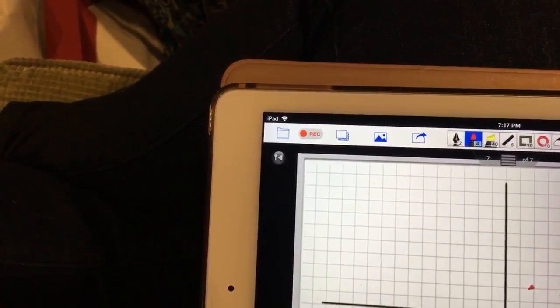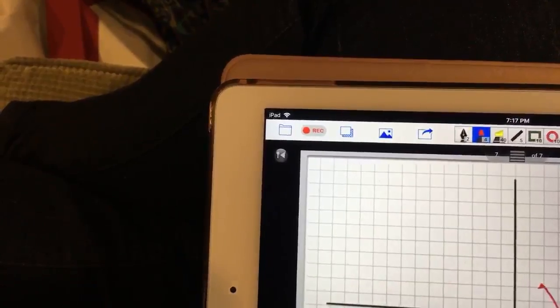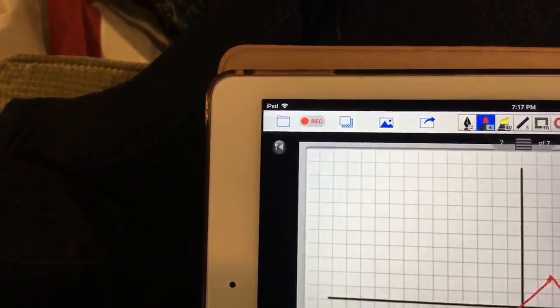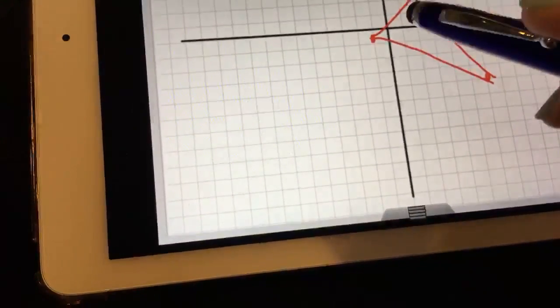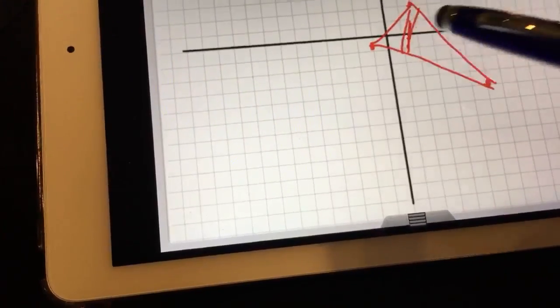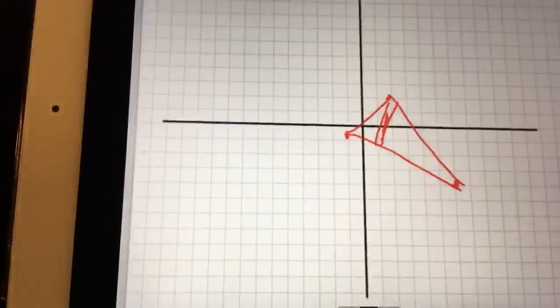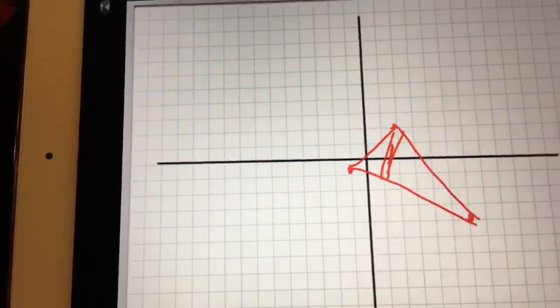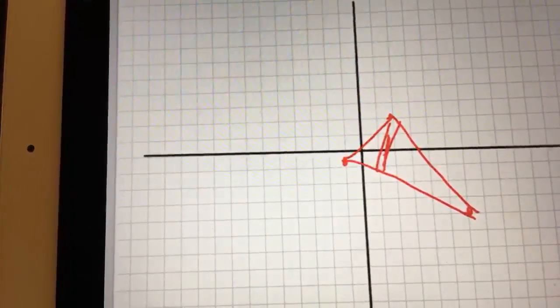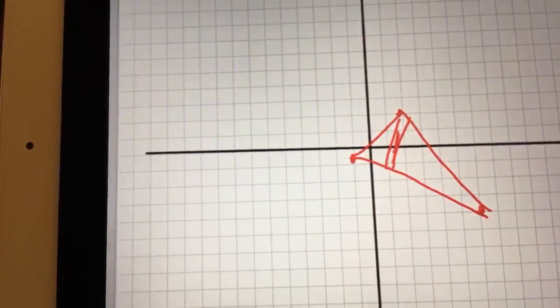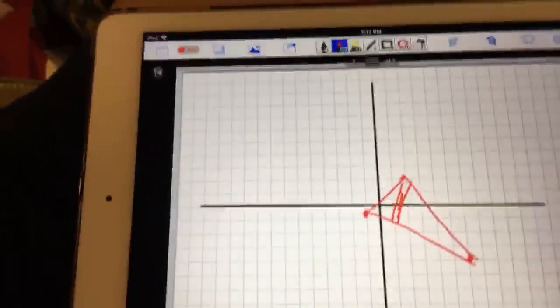And then the last point, (6, -4). Again, we would have to find that distance, and we would have to find that distance, and then once we did that, we would have to find this distance to find the area.